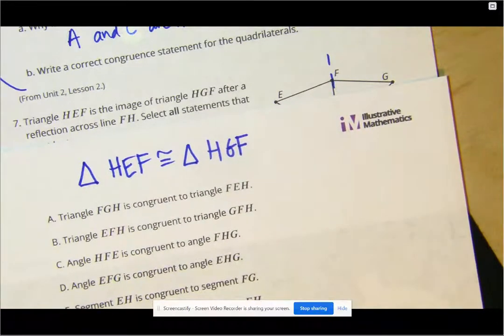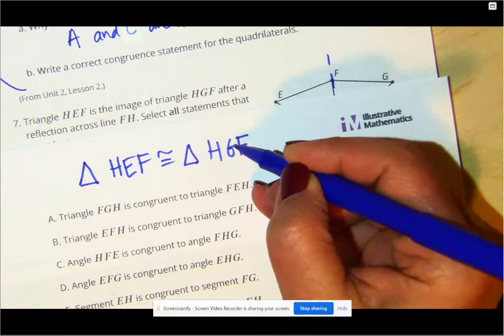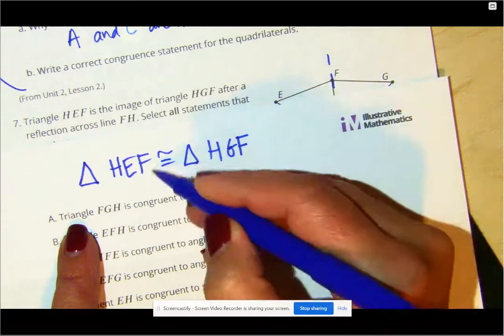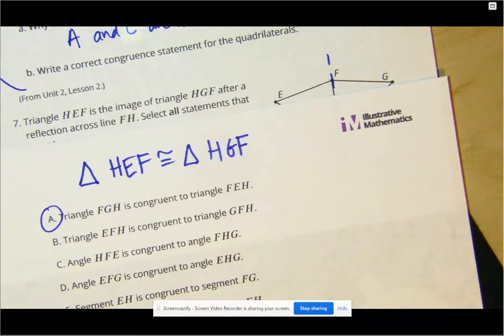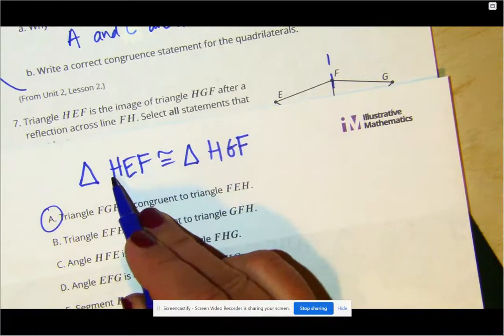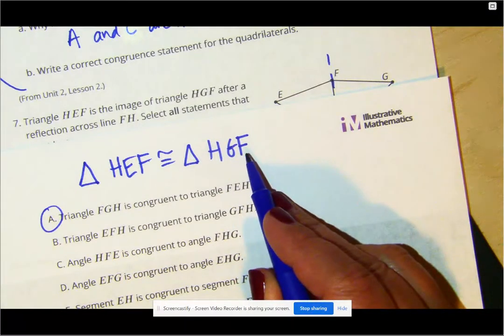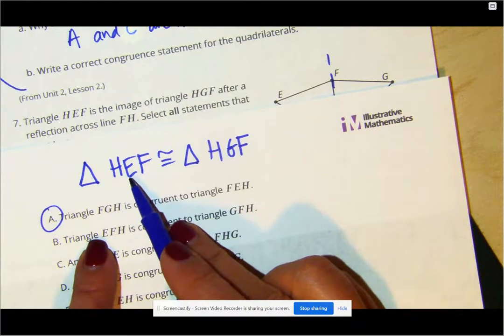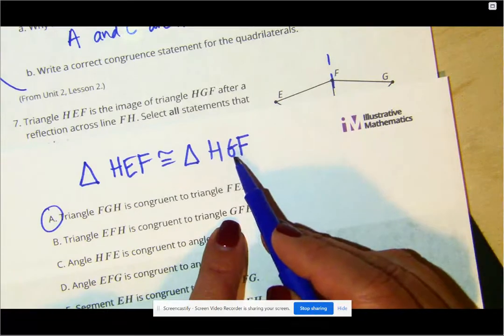It says triangle FGH. Look at that one. It's going completely backwards. FGH is congruent to FEH. Is that going completely backwards? Yes, it is. Triangle EFH, middle, last, first, is congruent to middle, last, first. Let's do that one more time. Middle, last, first, middle, last, first. Yes.